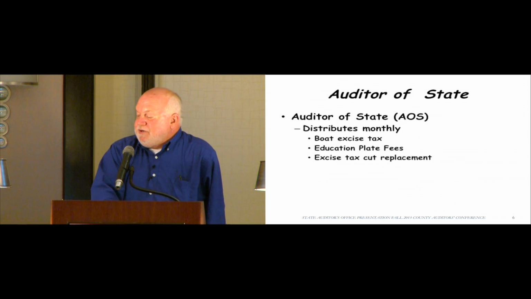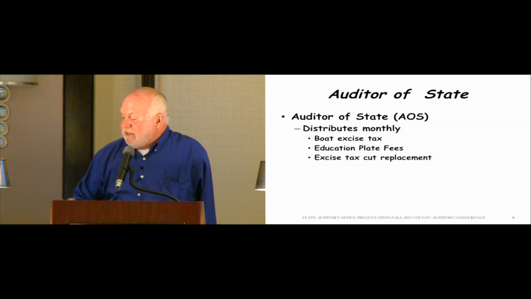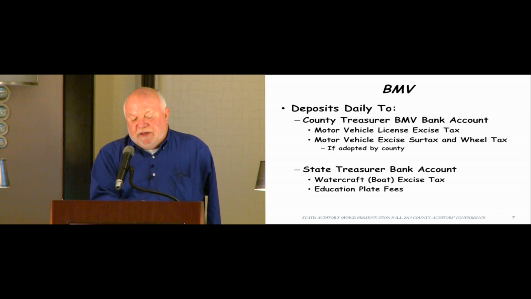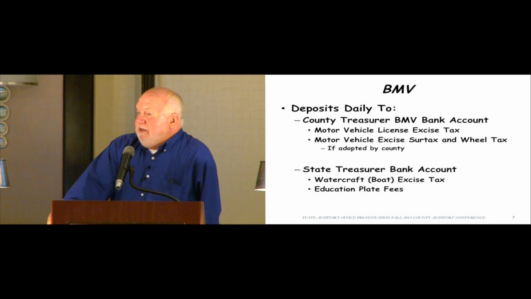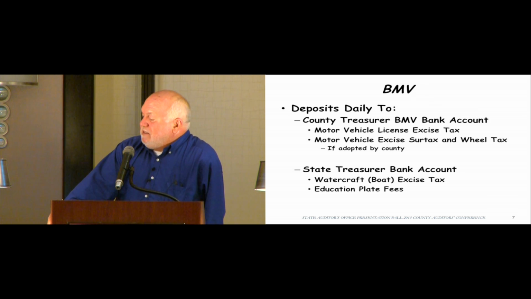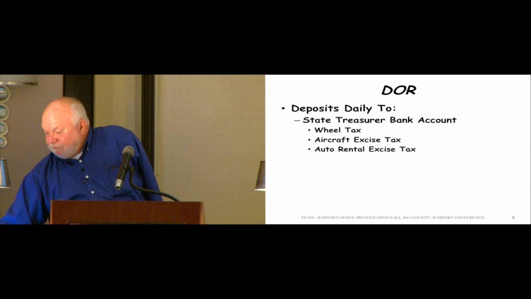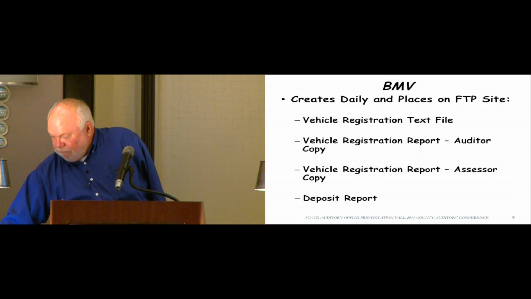The auditor's state, we distribute to you the boat excise and the education plate fee and the excise tax cut replacement. The Bureau of Motor Vehicles deposits to the treasurer's bank account daily the motor vehicle excise tax that is collected and the motor vehicle excise surtax and wheel tax collected for the counties that have adopted those taxes. In the state treasurer's account, the Bureau deposits the watercraft excise and the education plate fees. And the Department of Revenue deposits the money they collect with the state treasurer.